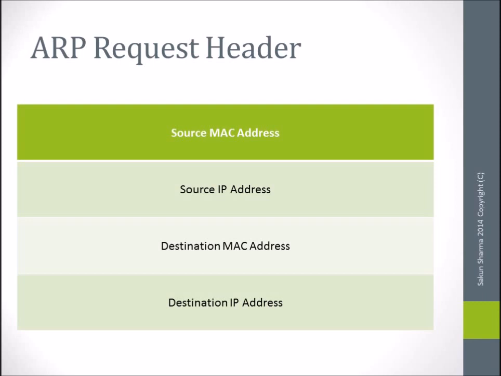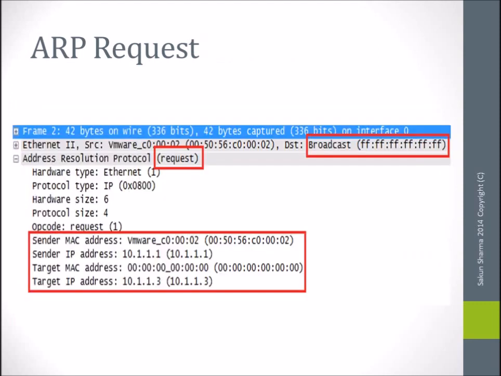In an ARP request, there are mainly 4 fields: source MAC address, source machine IP address, destination MAC address, and destination IP address, as it's a request packet. So source MAC will be machine Sakun's MAC address, source IP will be machine Sakun's IP address. Destination MAC address, as it's a request, is unknown, so destination MAC will be all zeros. Destination IP will be 10.1.1.3, which is the IP address of Silk.